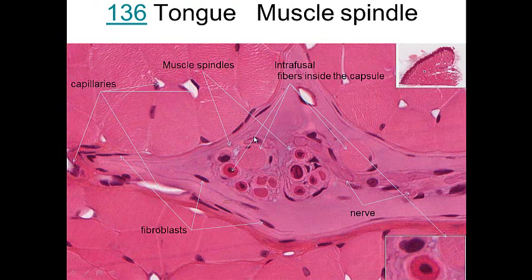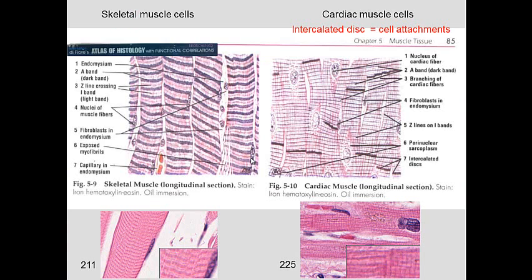If we look at the tongue, we can see another one. Here is a muscle spindle, and there's another muscle spindle here, and these are the intrafusal fibers right here, and this is the end of one of those fibers. But that's what we see. And this is a stretch receptor in muscle.